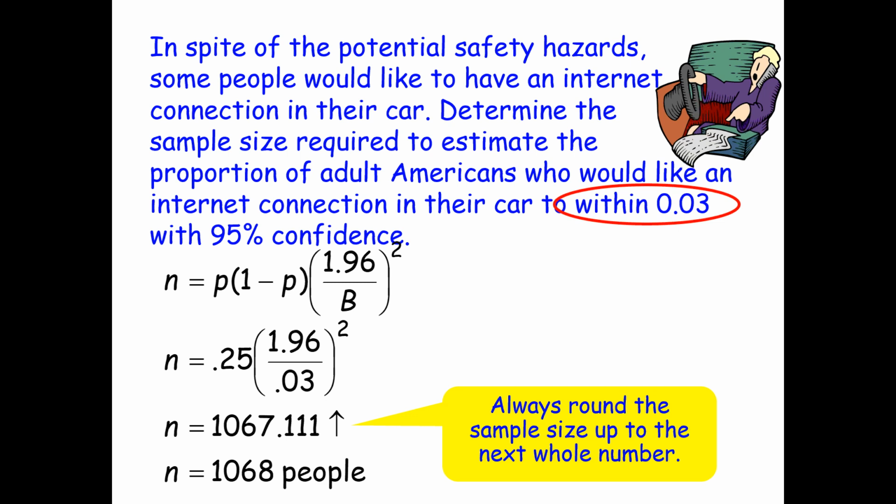1067.111. Can't really have 0.111 of a person, so you always round the sample size up to the next whole number. So here we would have a sample size of 1068 people. And that's how you determine your sample size.